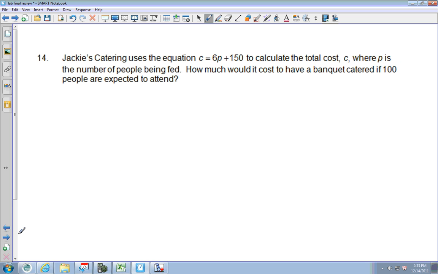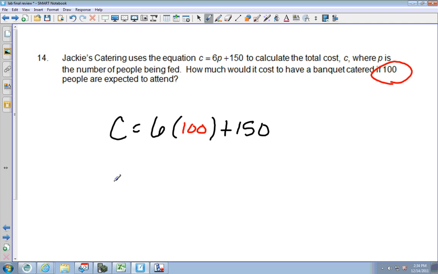The next one, number 14. Jackie's Catering uses the equation C equals 6P plus 150 to calculate the total cost C, where P is the number of people being fed. How much would it cost to have a banquet catered if 100 people are expected to attend? Well, let's take the equation. C equals 6 times P. P is the number of people, so I'm going to put 100 in there because it says there's going to be 100 people coming, plus 150. Well, my cost, 6 times 100 is 600, plus 150. The cost is going to be $750.